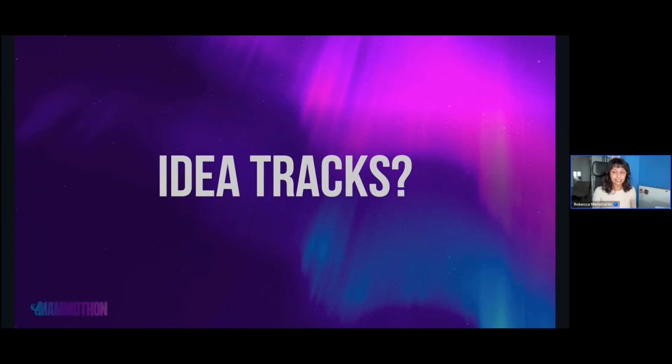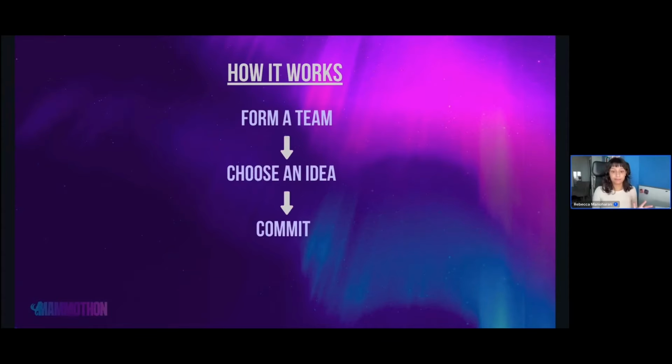There's a curated list of project ideas provided by ecosystem partners, and this is what you're going to be building up during the Mammothon. The list contains projects that we really want to see built on Celestia. So this is what's going to happen. You're going to form a team, you're going to choose an idea, and you're going to commit.